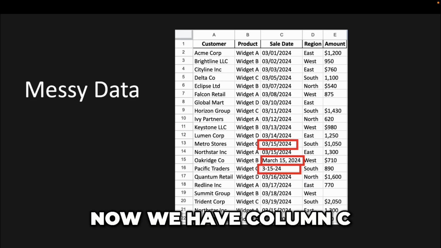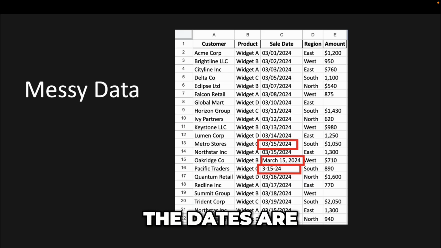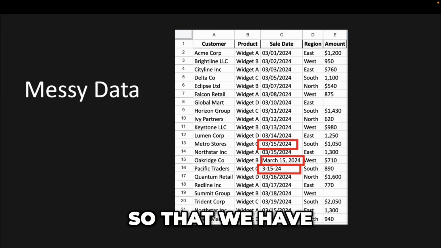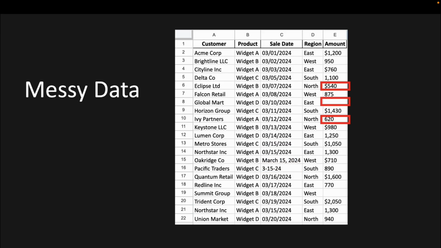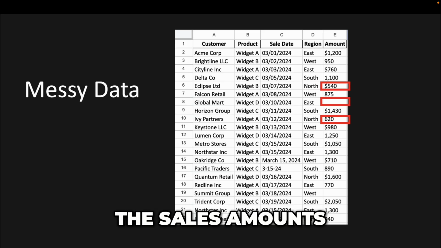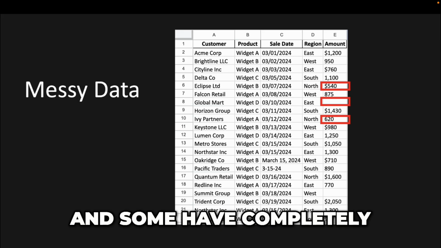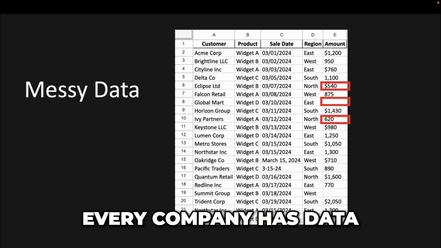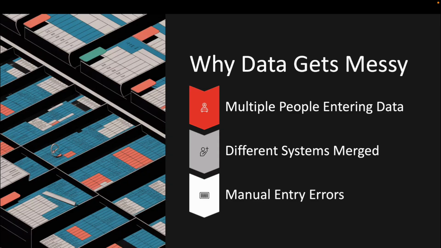Now we have column C. The dates are in different formats. Right? So that we have to clean up. And the next example is in column E, the sales amounts, some have dollar signs, some don't, and some are completely blank cells. So this is totally normal. Every company has data like this.